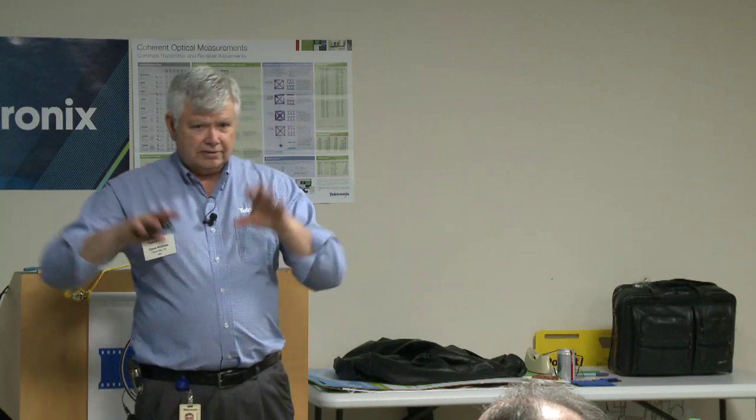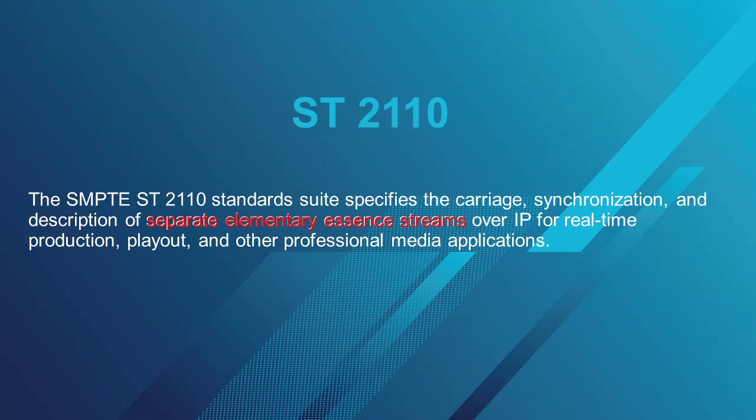Now, it still doesn't say anything about encoders and decoders, which will exist forever, giving us issues. But at least from this standpoint, like we said, it separates the elementary streams into individual essence streams. It's going to be raw AES audio, AES67 audio. It's going to be raw raster data. It's going to be just the ANC data. And send those on individual flows so that you can pass them through, deal with what you need to deal with, let the receiver put them back together and pull them back in time.